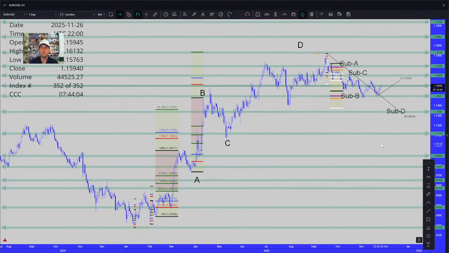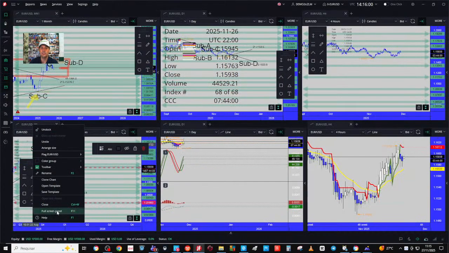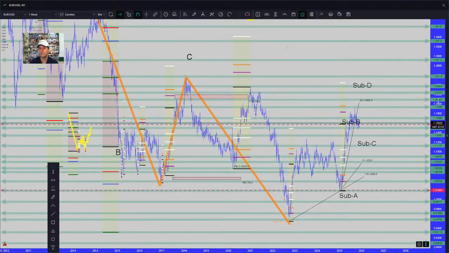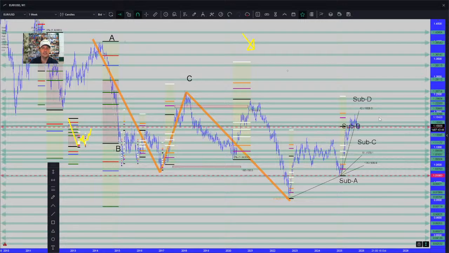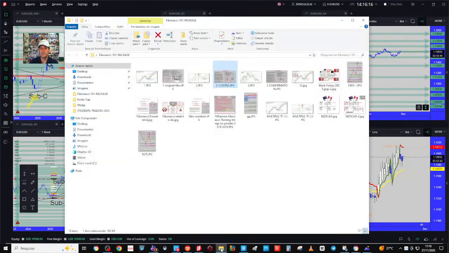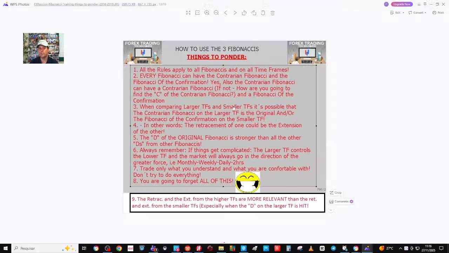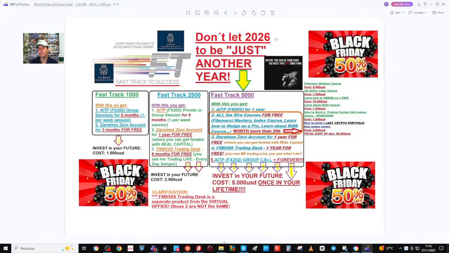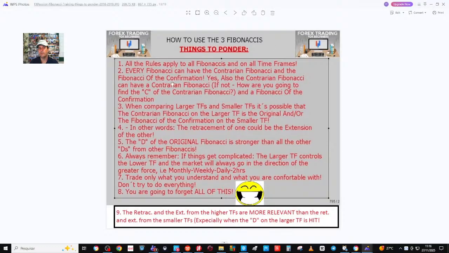Who is going to win between those two on the daily? The answer lies on the weekly chart, everybody. Make sense? On the weekly chart is the answer. And I need to take into consideration the original one and the contrarian. And now step by step, please don't freak out, everybody. Original is winning 7 times out of 10. Olga, it's not that easy. We are going to learn about alignments. So don't freak out, everybody. This picture is for next week. You have 3 Fibonacci's. You didn't learn the confirmation yet. How to use the 3 Fibonacci's, thing to ponder.